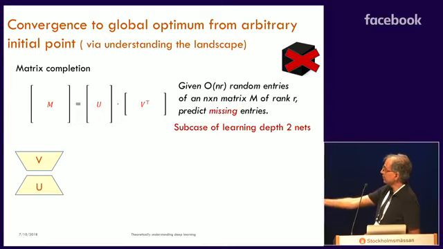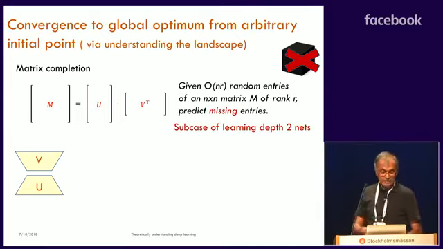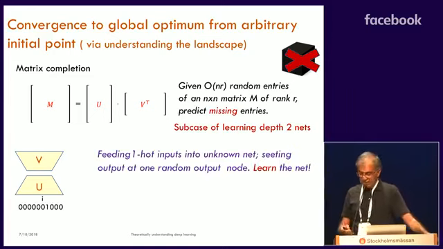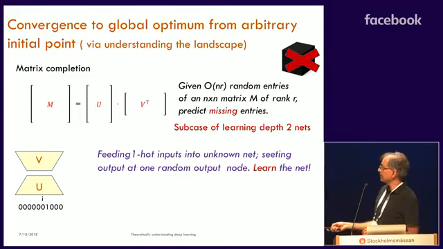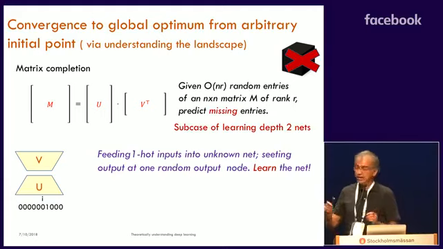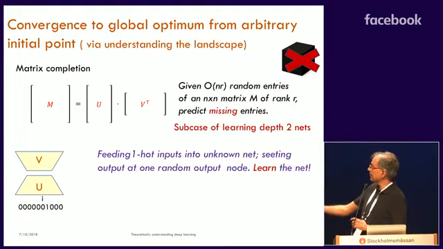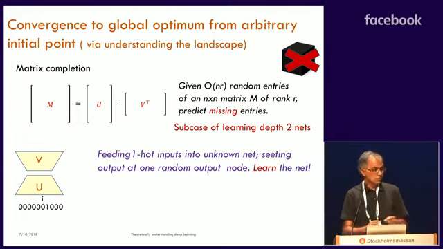So you can think of a net where the lower layer is U and the upper layer is V, and it's just a linear net. What's the data that you're given? The data is just, you're feeding one-hot inputs into the unknown net and seeing the output at one random output. So you're given entries ij, so that's like feeding in the input 0001000, where 1 is in the ith location, and you're reading the jth output. Okay, so that's completely equivalent.